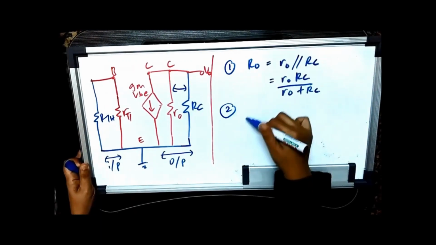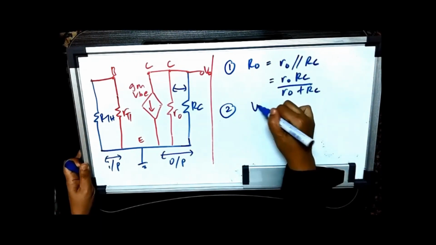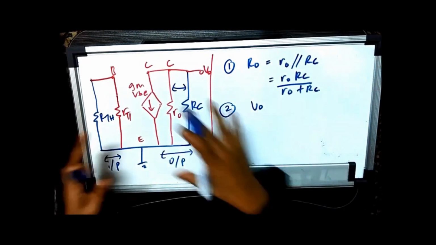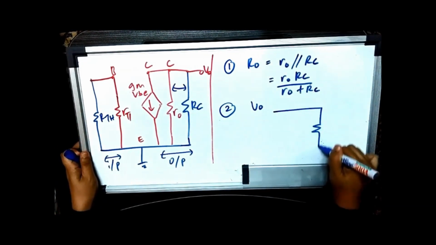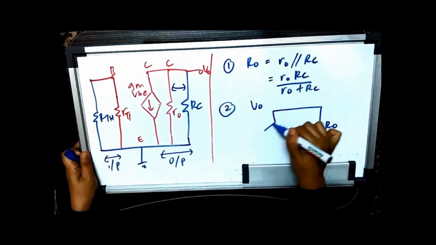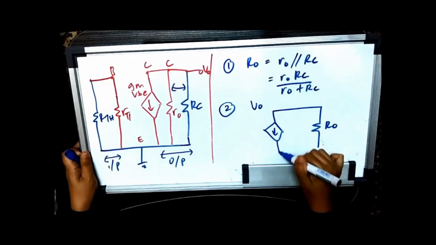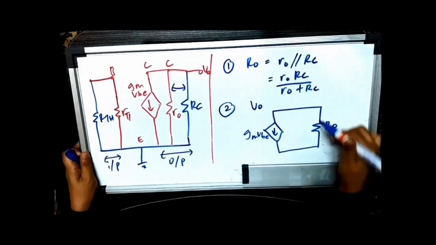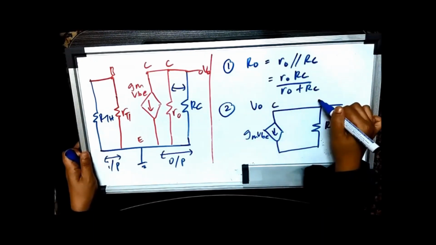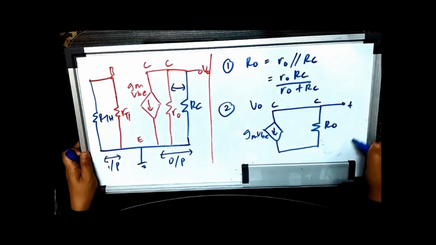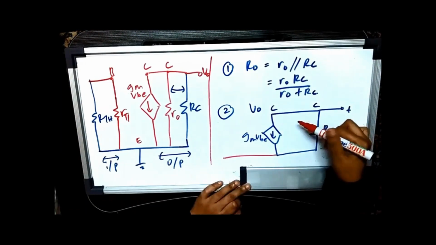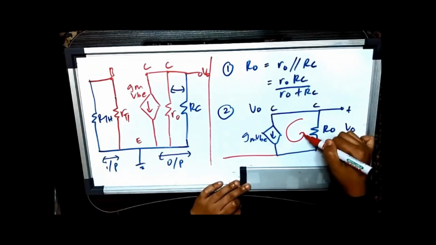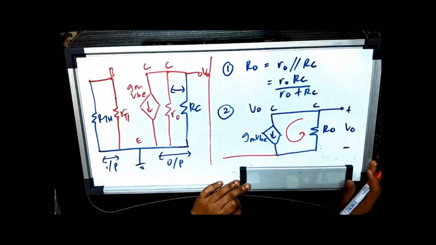Next, step number 2 is to find the equation of Vout. Because you have simplified this part, your output side will become like this. This is my ro and this is my gm·vbe, and this is your collector terminal and this is my Vout. The current that flows through your ro is this current, so it will keep on going through this loop.